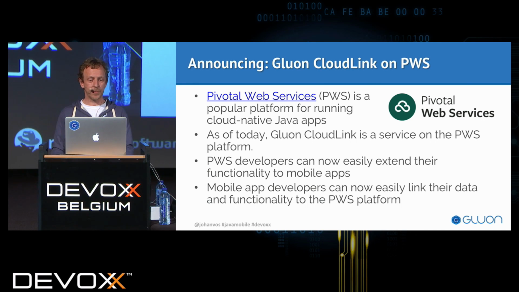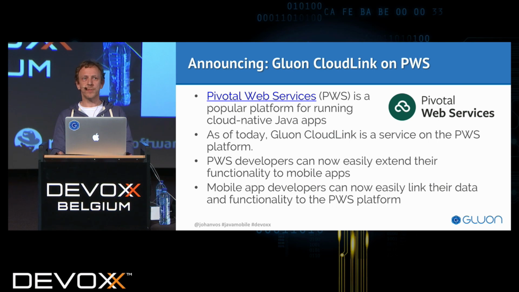So developers that are using the PWS services, the Pivotal Web Services, which is a platform for running cloud-native Java applications, now as of today, has a new service, and that is Gluon CloudLink. So you can use CloudLink now in your applications that use Pivotal Web Services.